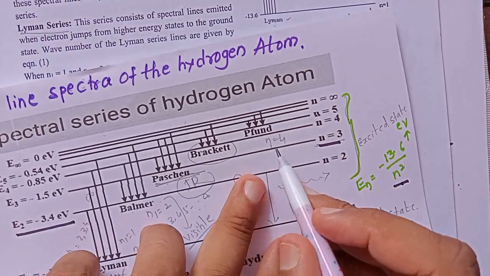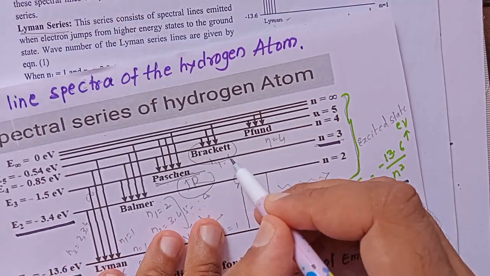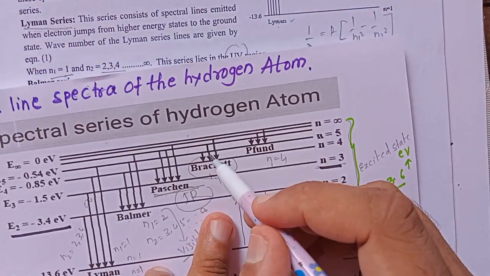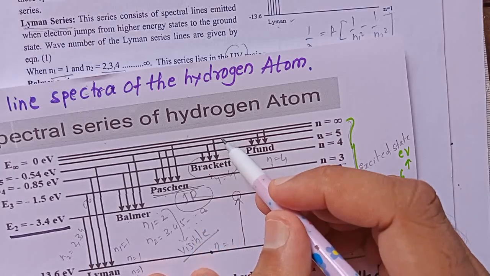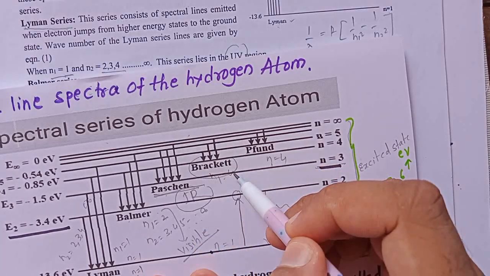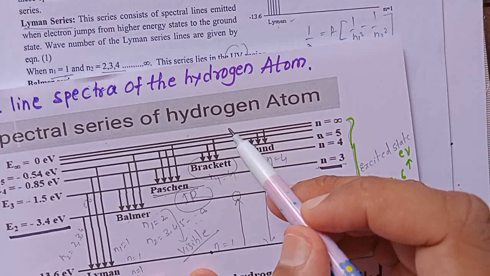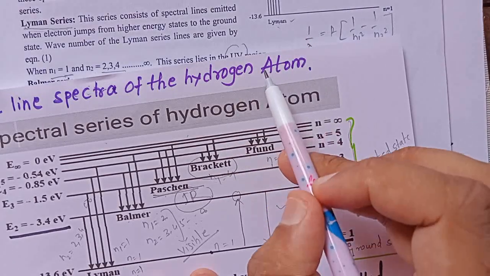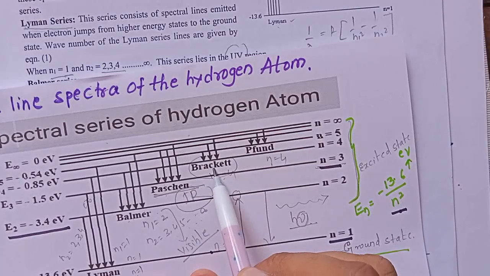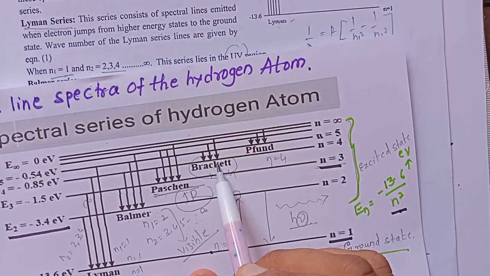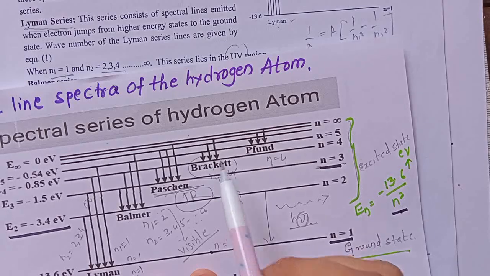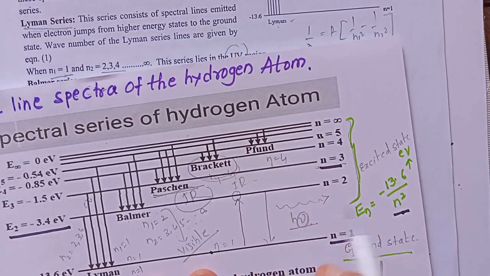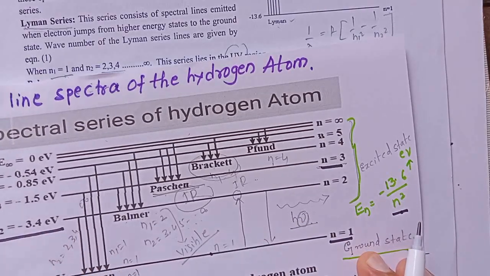n1 is equal to 4 here, and n2 is equal to what? 5, 6, 7 and so on, the higher energy states. So from the higher energy states to the n equal to 4 state, the transition takes place. Then we get the Brackett series, and again the Brackett series belongs to the IR region of the electromagnetic spectrum.